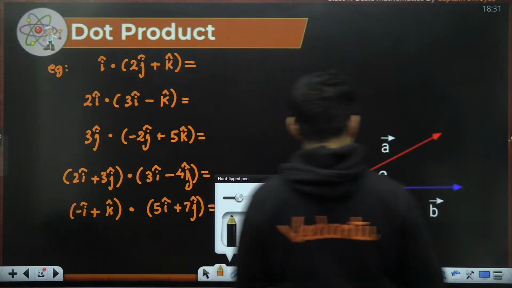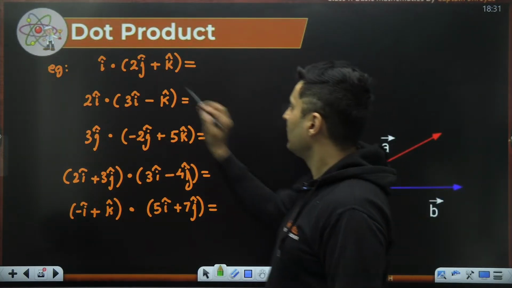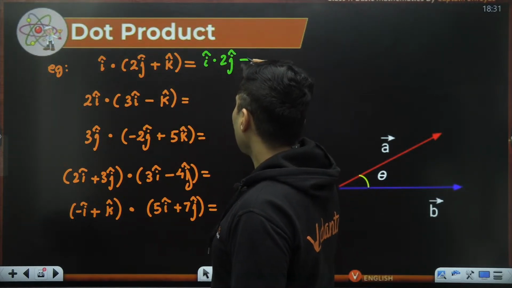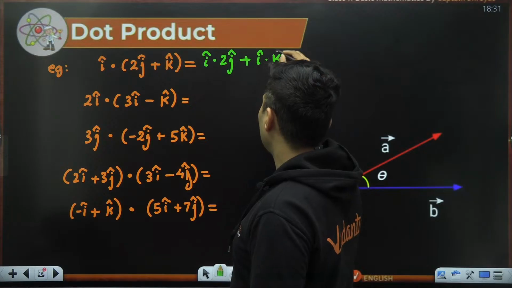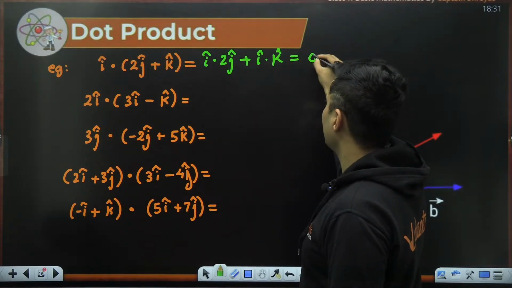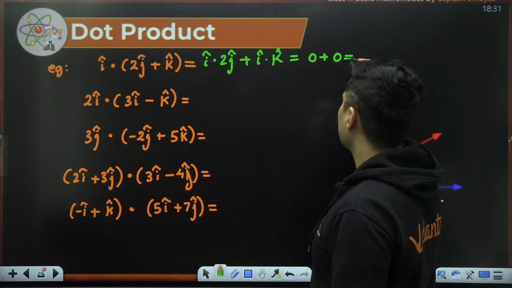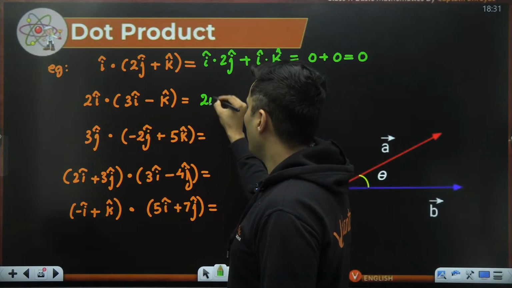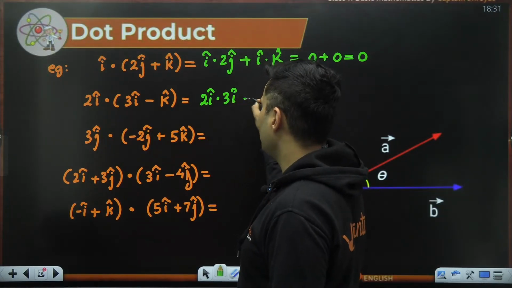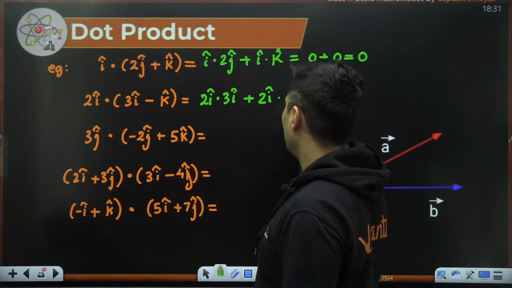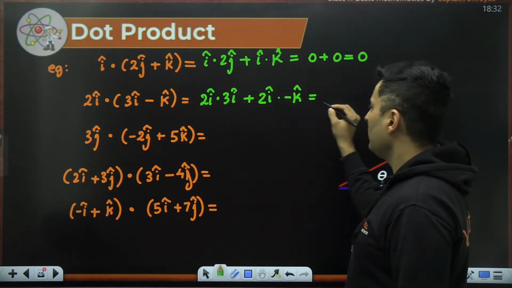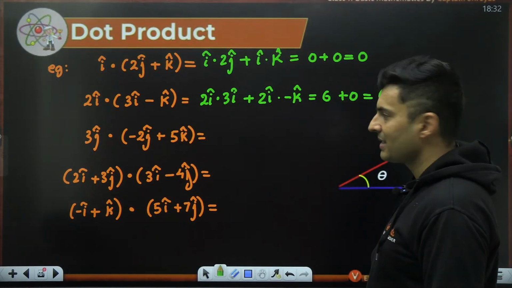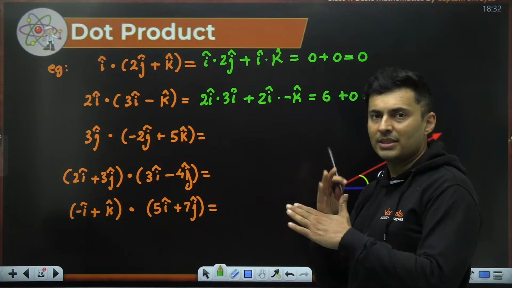Let's try to do it in every situation. Starting off with the first case, here I can open up the brackets, so it will be technically I dot 2j plus I dot k cap. I and j are perpendicular, so answer is 0. I and k are also perpendicular, answer is 0. So the final answer is 0. Right, perfect. What about this? So this will be, open up the brackets, 2I dot 3I plus 2I cap dot minus k cap. I and I is 1, 2 3s are 6. I and k are perpendicular, so answer is 0. So the answer will be 6. Okay, I dot k will be 0 because they are perpendicular.